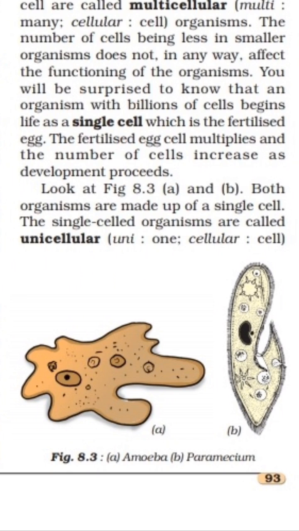Look at figure 8.3 A and B. See the figure which you can see on the screen also. Look at figure 8.3 A and B. Both organisms are made up of a single cell. The single celled organisms are called unicellular organisms. Here, figure 8.3 A shows amoeba, and figure 8.3 B shows paramecium, and these are single cell organisms. These organisms are made up of a single cell.